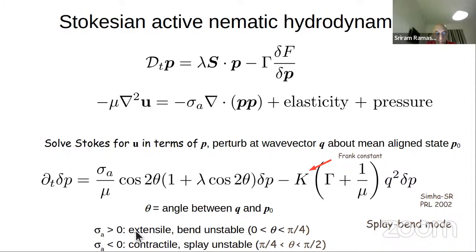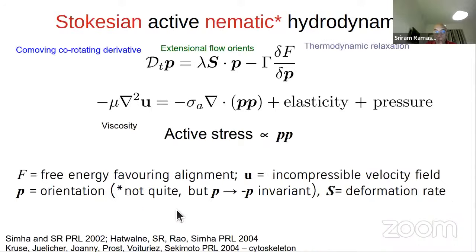So if sigma A is bigger than 0, that corresponds to, where is my cartoon? Yeah, if sigma A is bigger than 0, it corresponds to these kinds of guys. If sigma A is smaller than 0, it corresponds to these kinds of guys. So depending on whether you have this type of swimmer or this type of swimmer, from this cartoon, you know you get an instability of either this sort or this sort. In this language, it means you get an instability either for wave vector directions between 0 and pi by 4 or between pi by 4 and pi by 2.